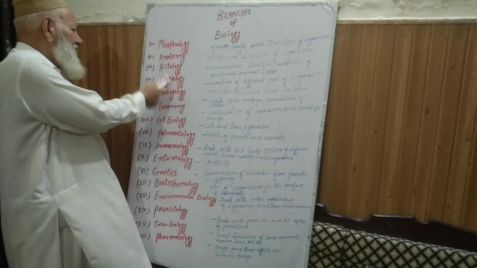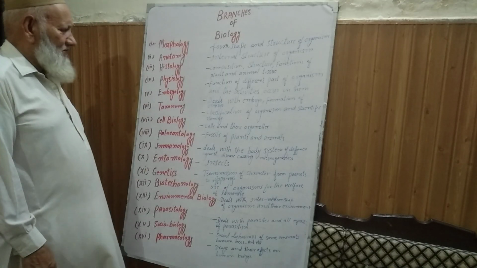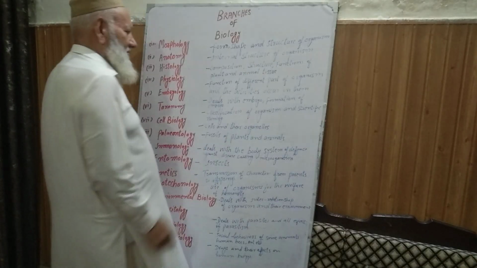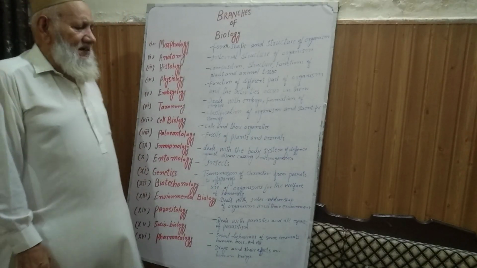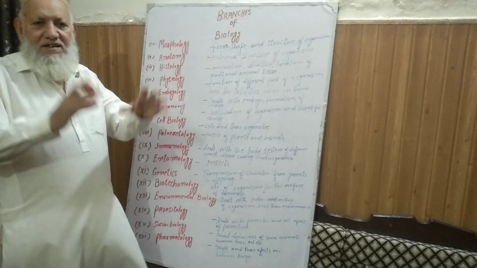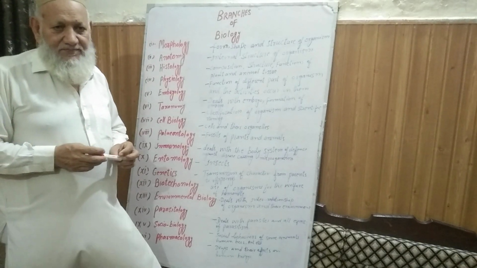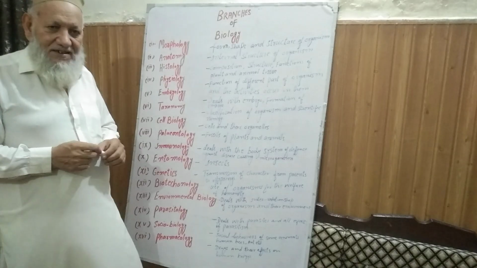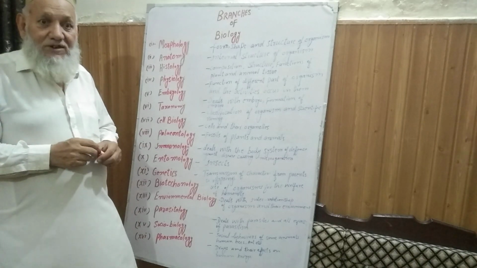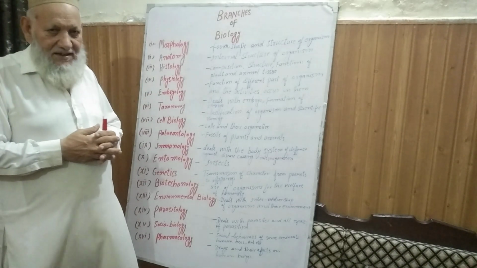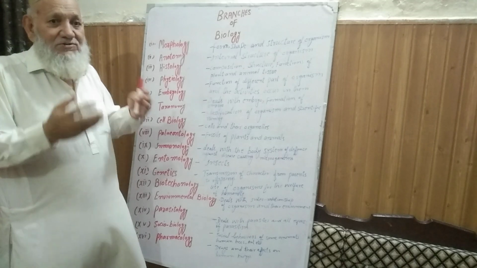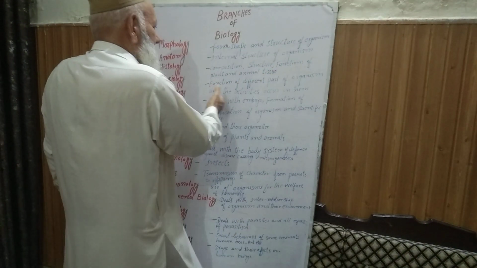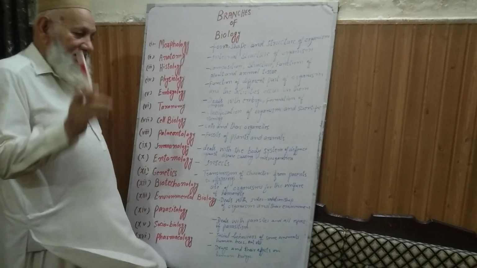Now come to the fourth branch, physiology: the function of different parts of organisms and the activities that occur in them. In plants there are so many organs, and you will check what function these organs do in the plant. So physiology studies the function of different parts of organisms and the activities that occur in them.